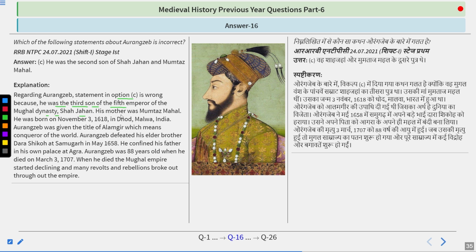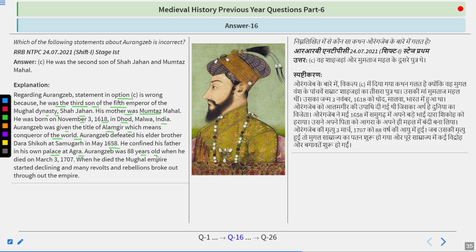His mother was Mumtaz Mahal. He was born on 3rd November 1618 in Dohad, Malwa, India. Aurangzeb was given the title of Alamgir, which means conqueror of the world. Aurangzeb defeated his elder brother Dara Shikoh at Samugarh in May 1658. He confined his father in his own palace at Agra.